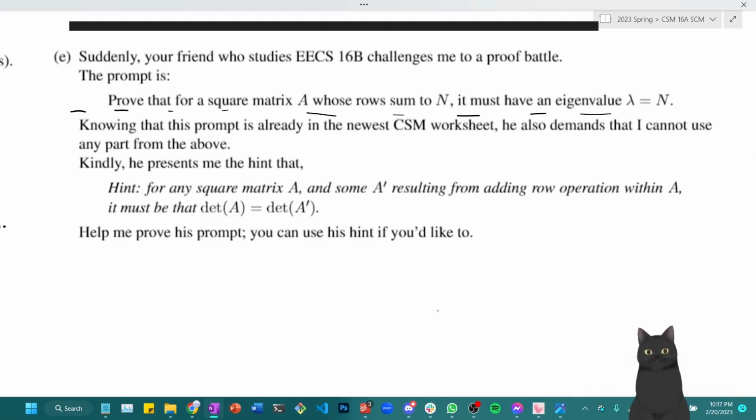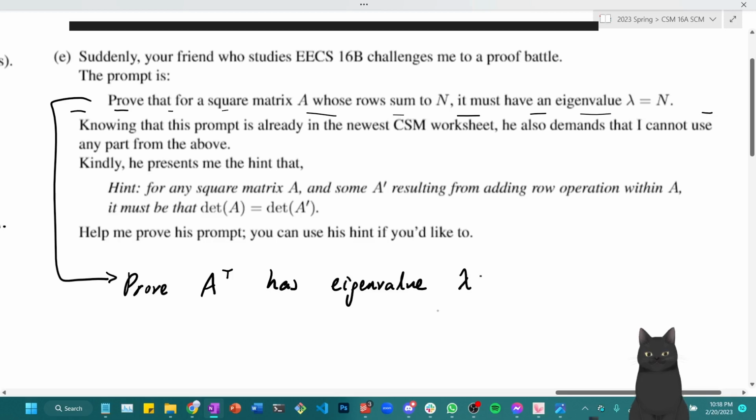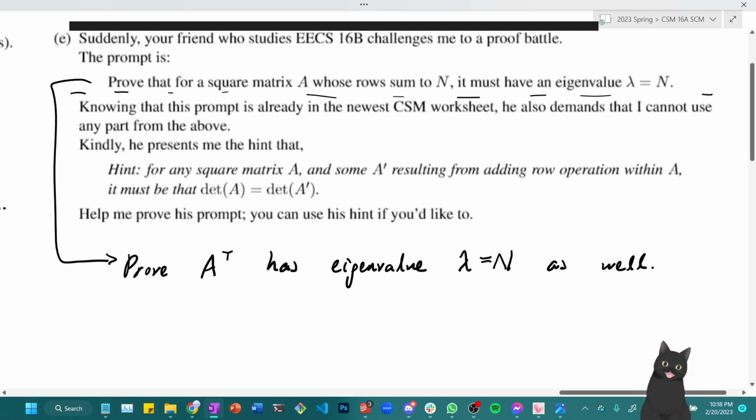Note that this itself is equivalent to the prompt that proves A transpose has an eigenvalue of lambda equals n as well. We'll see that it may come in a very convenient format later when we're trying to deal with the hint of the proof, which is that for any square matrix A, if I add rows together inside A, then the determinant of A must be equal to the determinant of A after I do the row operation.